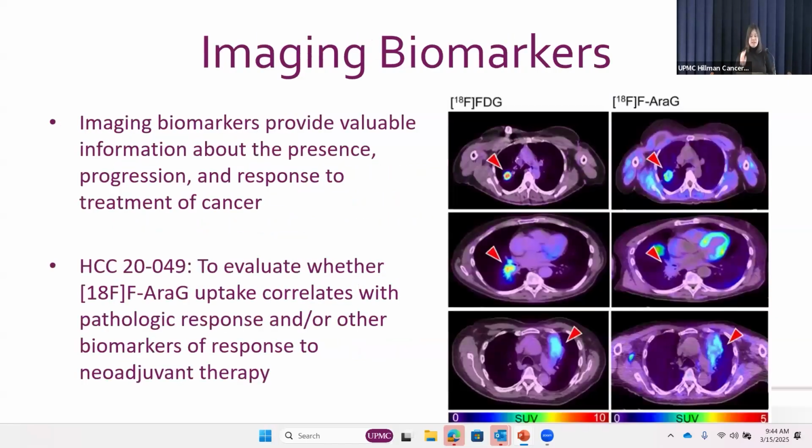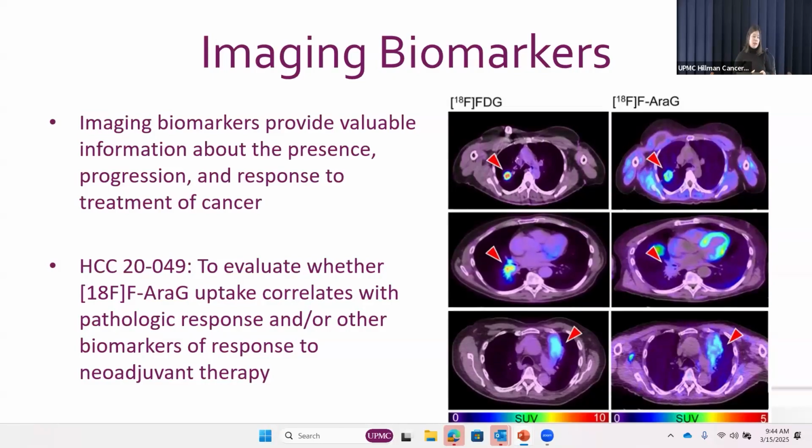Something you might not think of is imaging biomarkers. So imaging biomarkers provide really valuable information about the disease itself, progression, response to treatment, and it's a non-invasive way to assess tumors within the body.